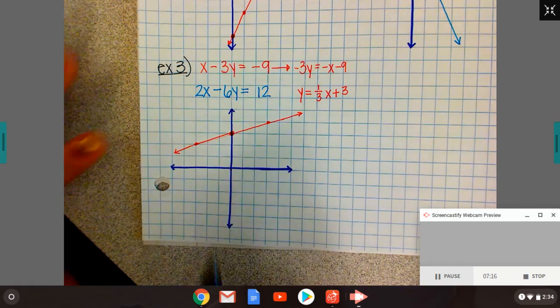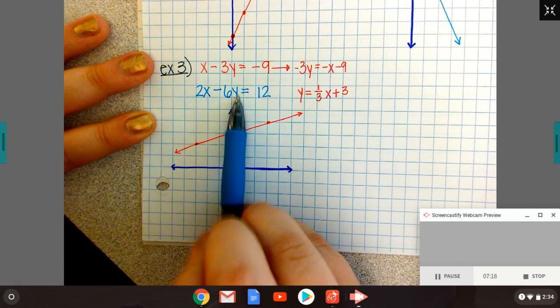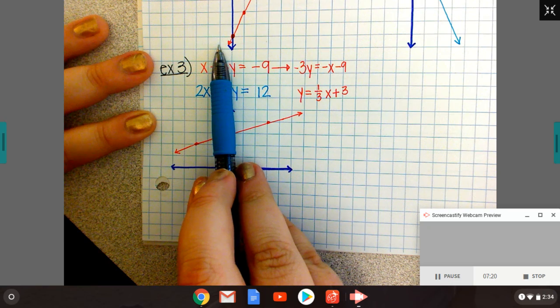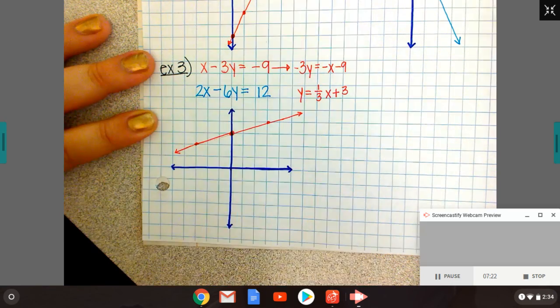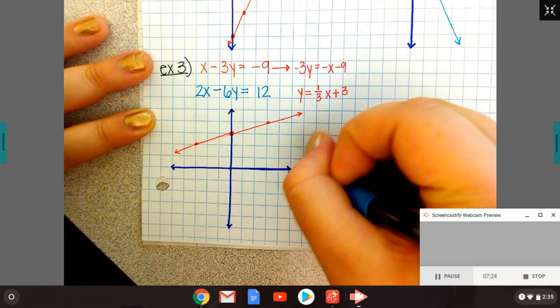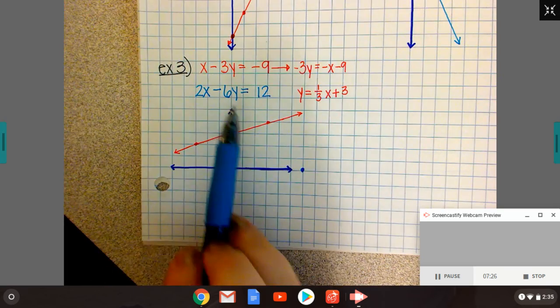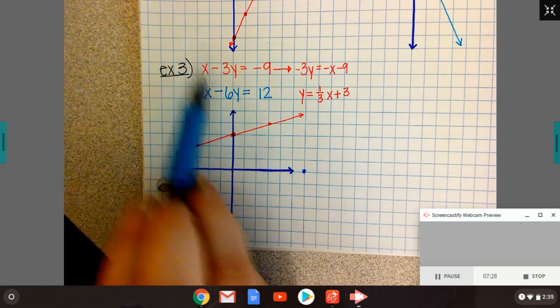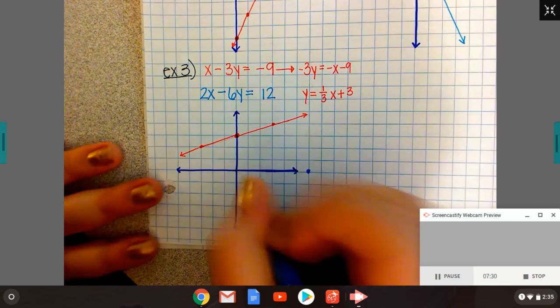My next guy, let's see, my x-intercept is when y is 0, so cover that up. We've got an x-intercept at 6, so that'd be right here, off my graph a little bit. And then my y-intercept is when x is 0, so that'd be at negative 2.